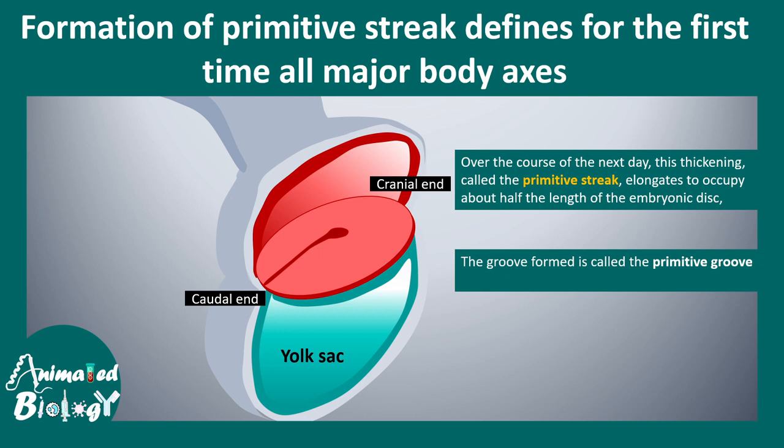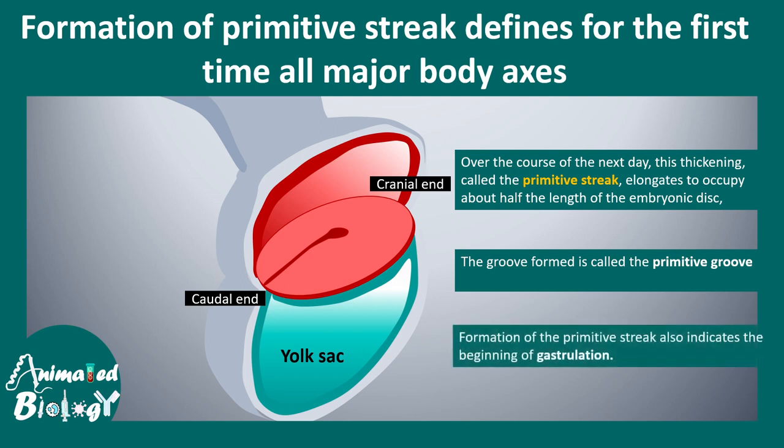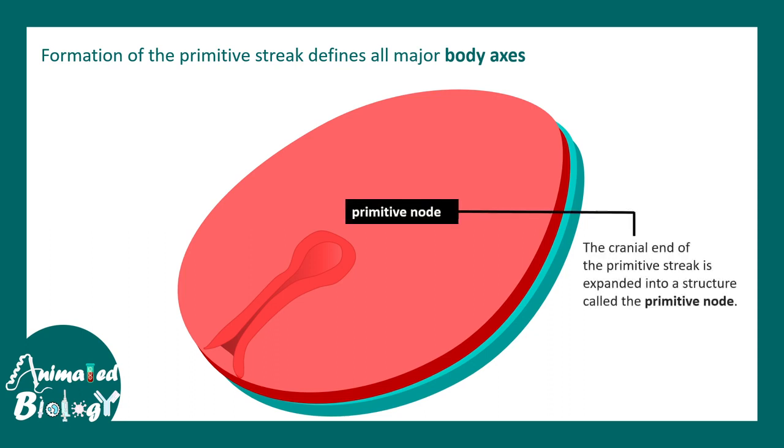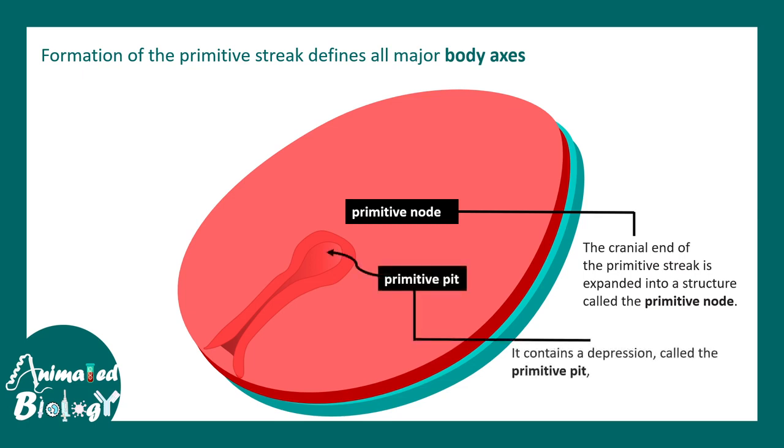So at this point of time, the major body axis is defined. You can see the cranial and the caudal ends are well defined at the end of this stage. Formation of the primitive streak also indicates the beginning of the gastrulation process. Formation of the primitive streak is very important because it defines the major body axis. Here we can see at the cranial end there would be a primitive node. The primitive node has a depression in it, which is known as the primitive pit.